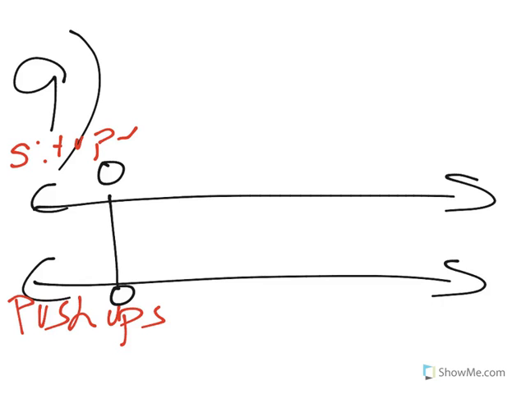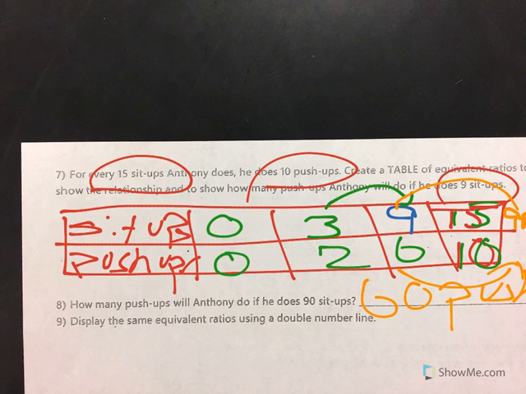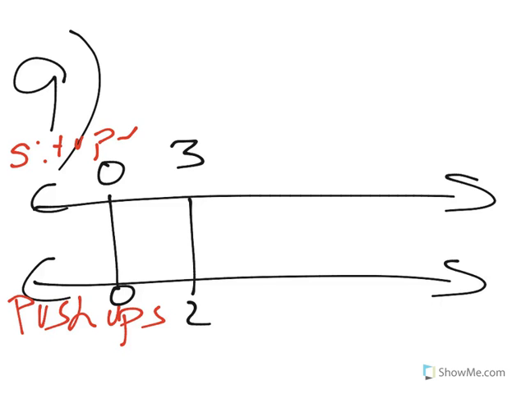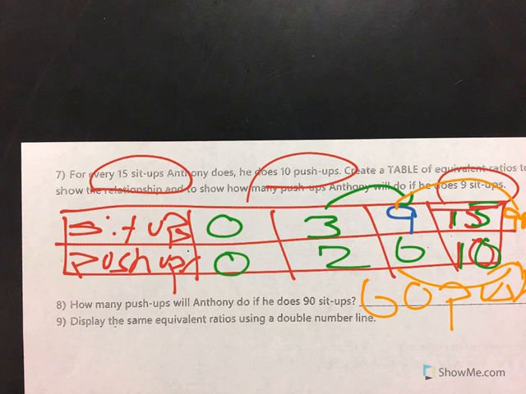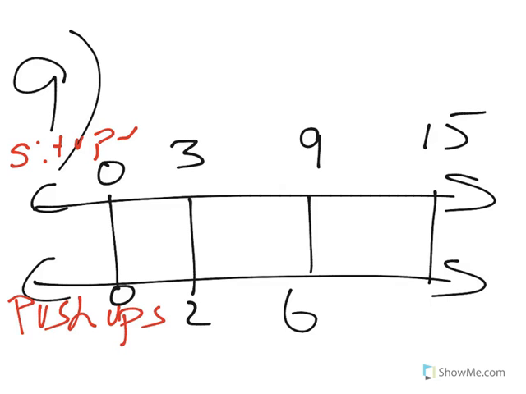The next one says 3, 2. So if Anthony does 3 sit-ups, 2 push-ups. Next one says 9, 6. It doesn't go in order, so I might skip: 9 sit-ups, 6 push-ups. Just taking this information. And the last one there says 15, 10. Now the reason I spread it out more is I also happen to know this is counting by 3s, but I missed 6, I missed 12. This is counting by 2s down here, but I missed 4, and I missed 8. So those would be in that spot right there. But there's my double number line, same information from the table.